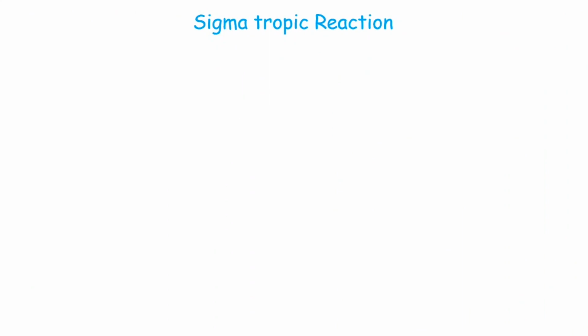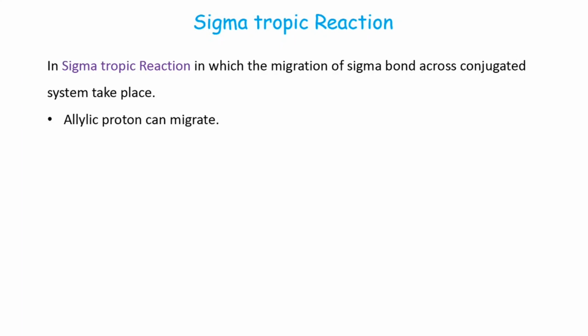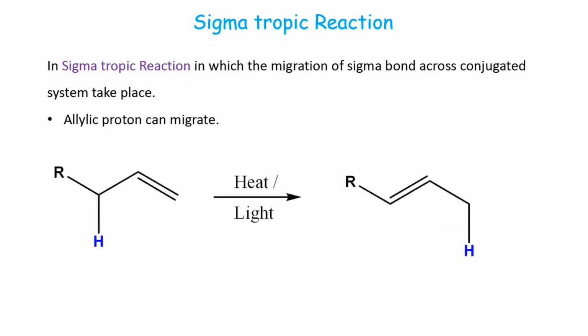The next type of pericyclic reaction is sigmatropic reaction. In the sigmatropic reaction, migration of a sigma bond across a conjugated system takes place. In this reaction, an allylic proton can migrate. So this is an example of sigmatropic reaction. This proton can migrate over this carbon atom. This is a 1,3 migration of proton sigmatropic reaction.